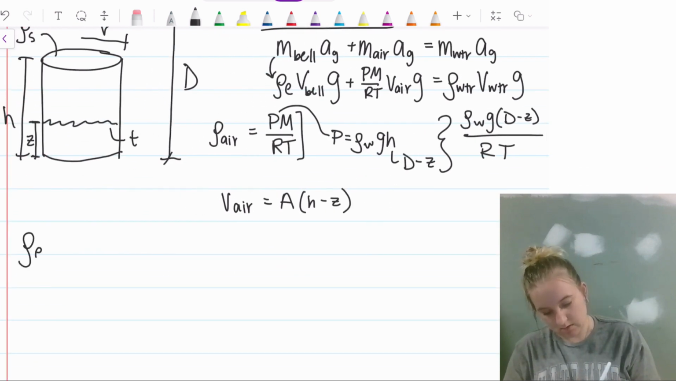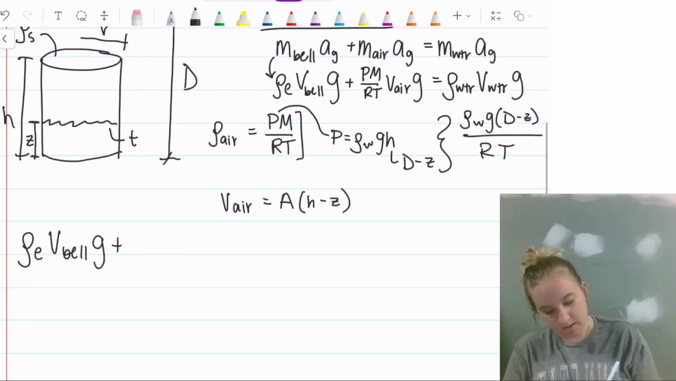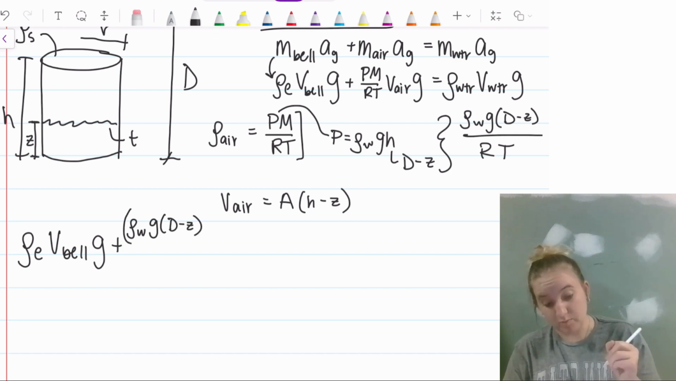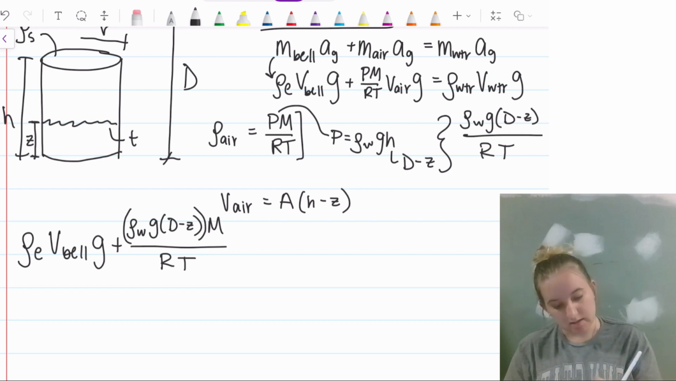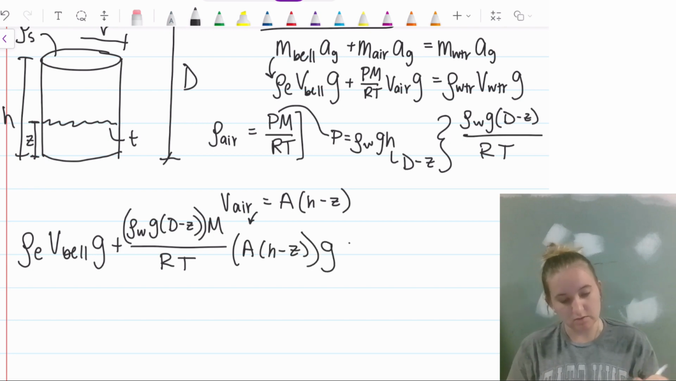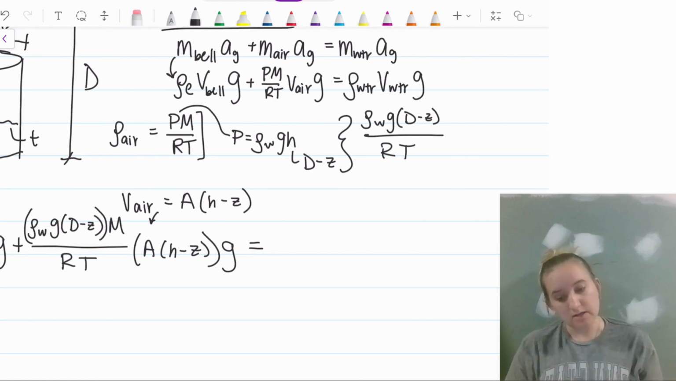You have rho E times V bell times G plus, I need to fix that. I'll fix it right now. Times rho W times G times (D minus Z), which is our p-value, times N over RT, because don't forget the rest of the density of air, times our volume of air, which is A times (H minus Z), and then times G equals, and we're going to work on expanding this right side of the equation.